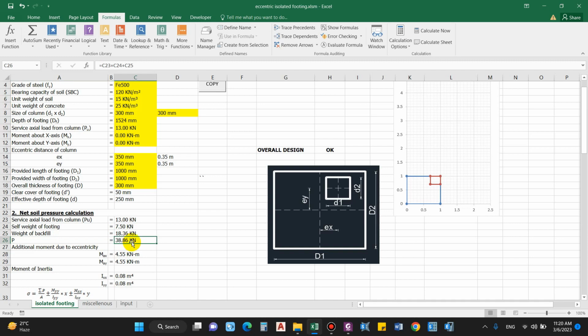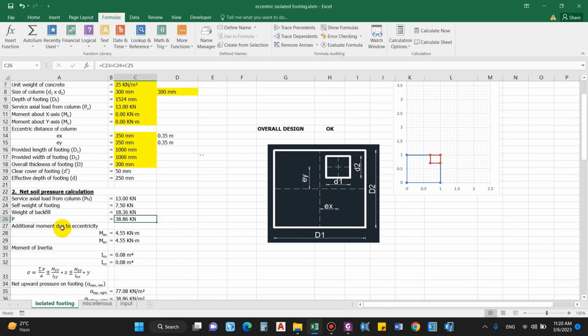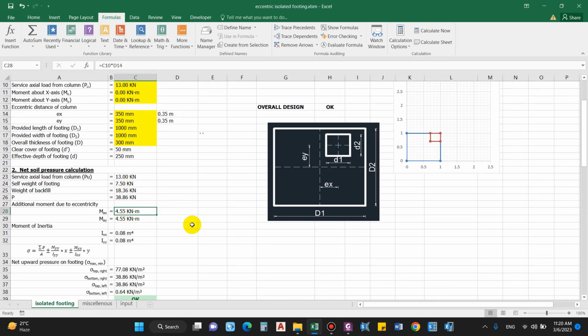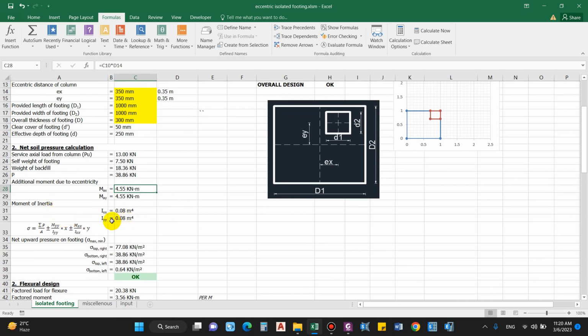So total load will be 38.36 kN, and additional moment due to eccentricity, so basically column load into eccentric distance, so we get 4.55 on either side. Now moment of inertia, Ixx, Iyy, so this is for a rectangular shape, that will be BD³/12 and DB³/12. And now we can compute the pressure.